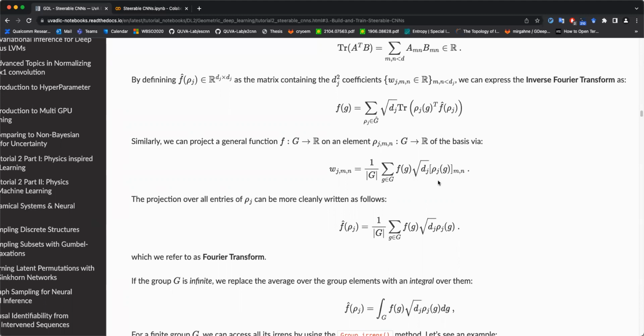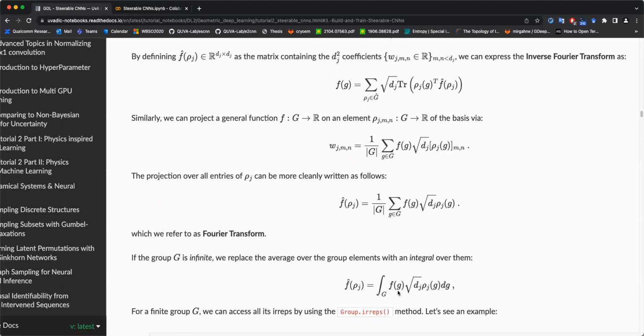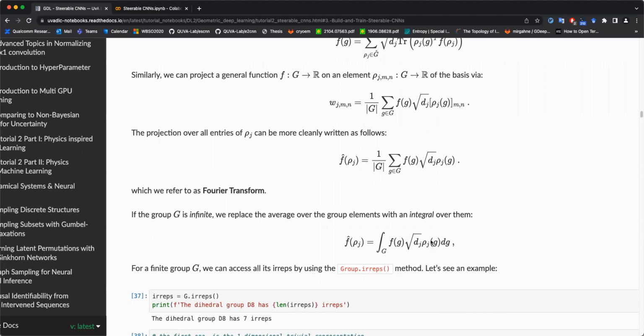You just take the sum and you average over the product and you average over the whole group. And that gives you the weights. And this is essentially what we define as a Fourier transform. In a normal Fourier transform, you would do essentially the same, just in a continuous way. Replace this IREP with your complex exponential or the cosine if you do it in the real space. And that would be literally your normal Fourier transform.